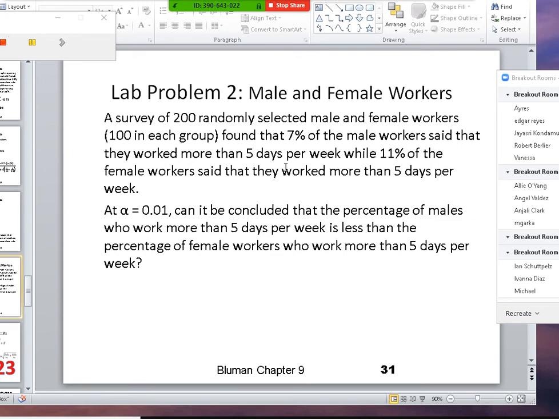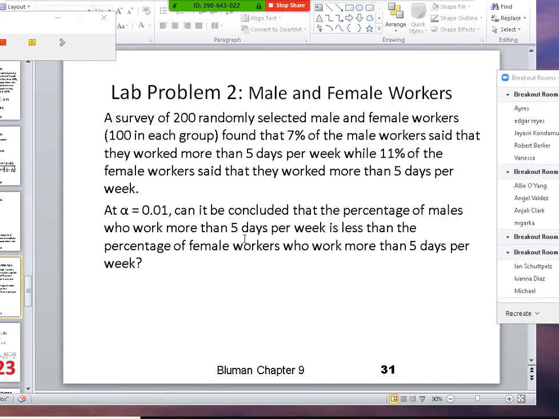However, you do need to find the number of people. So 7% of 100 means multiply. So your n is 100, your p is 7%. You have to multiply those two to find your x. So your x is going to be equal to np. All right, so 100 times 7%, that will give you your x. So you'll need to use that to find your x.